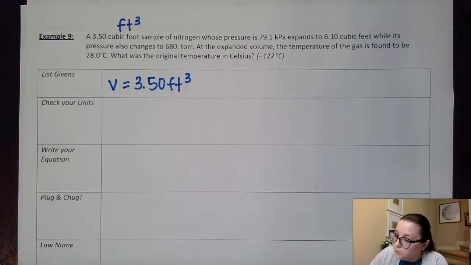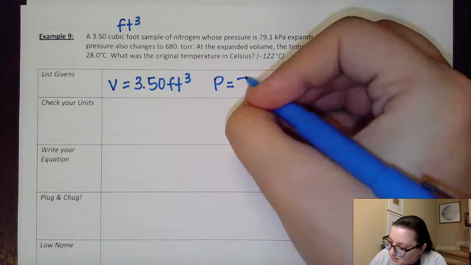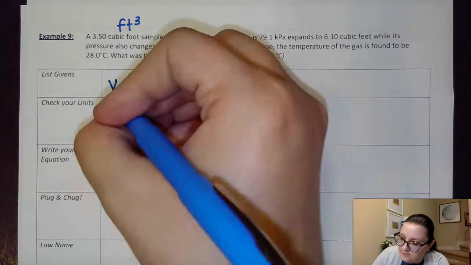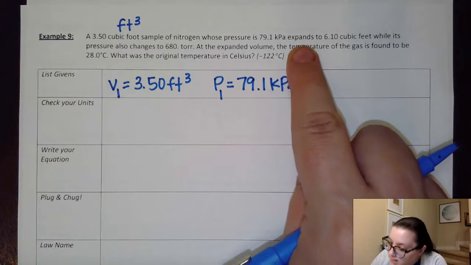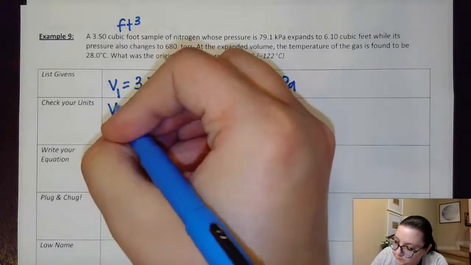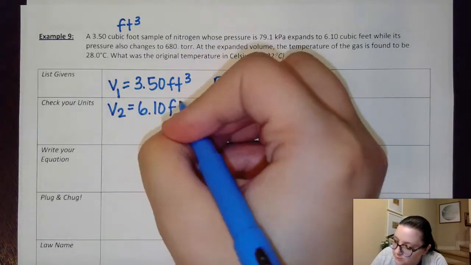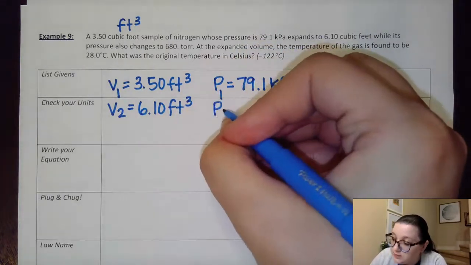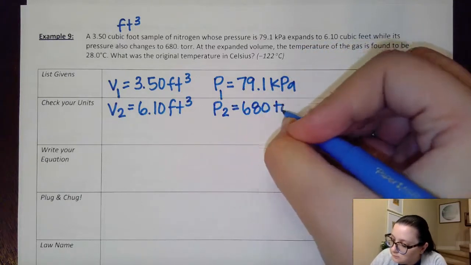Sample of nitrogen whose pressure is 79.1 kPa. Now I see these kind of go together, so I'm going to go ahead and call these V1 and P1. Now it tells us that this is going to expand to 6.10 cubic feet. So that means my V2 is going to be 6.10 feet cubed, while the pressure also changes, so I'm going to change that to P2 to 680 torr.